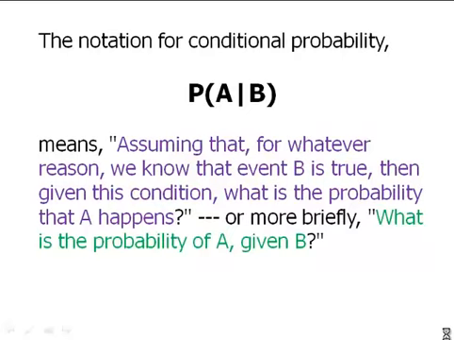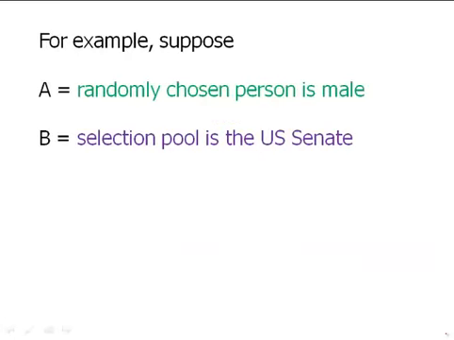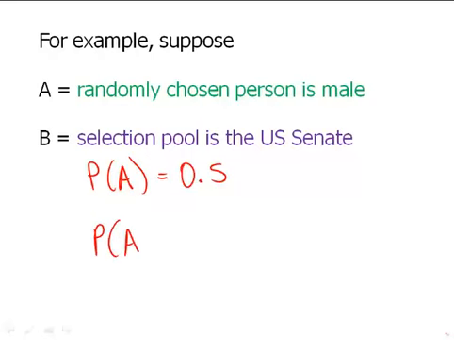Here's an example. Suppose A equals the event that a randomly chosen person is male, and B is the selection pool, which is the United States Senate. If I just pick A by itself, ignoring B, just the general population, picking a randomly selected person, this is going to be something very close to 50%. I think technically women might be 51% and men might be 49% in the general population, but it's very close to 50%. But things really change if we figure out the conditional probability.